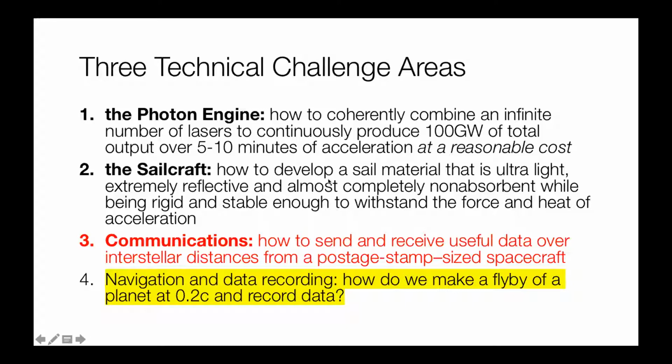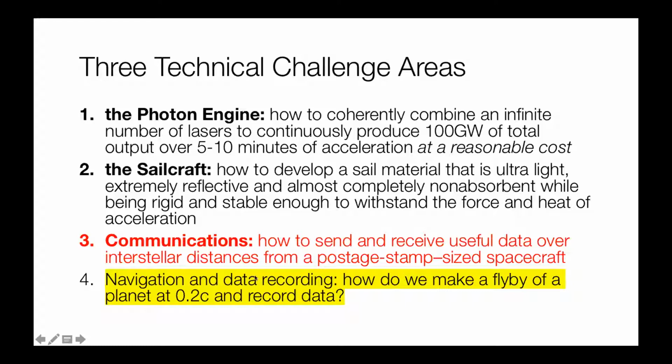He has another group of people from all around the world that have been working on this. Both of these efforts have been funded at the level of $2 million for a phase A R&D. And then the third area is the communications, which is, okay, if the photon engine works and the sail works and we can accelerate this thing, what do we put on the chip or on the sail, and how do we integrate it into the sail in order to send data back from that distance? And then is that even possible? So how do we receive useful data over interstellar distances?